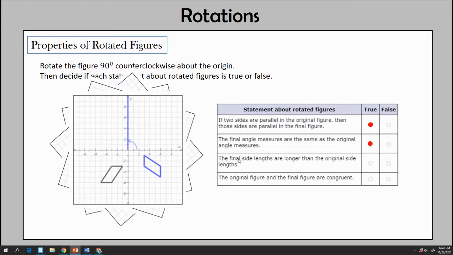True, they're identical shapes. The final side lengths are longer than the original side lengths. False. The original figure and the final figure are congruent. True. Okay. So we know that we've been working with that rigid concept. These are rigid transformations, and these questions are very similar each time.